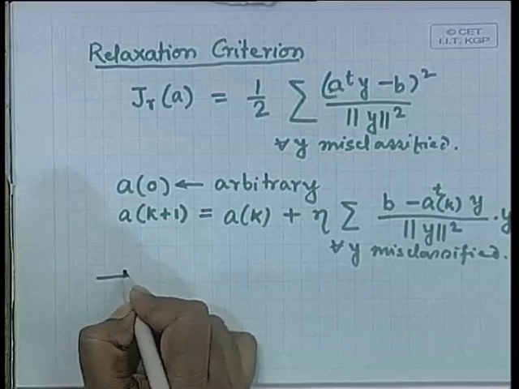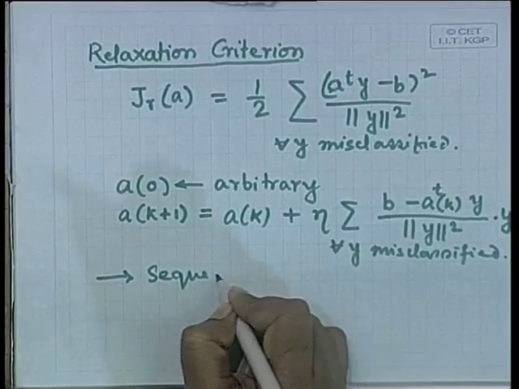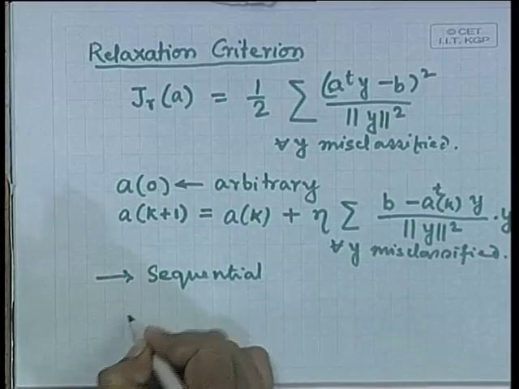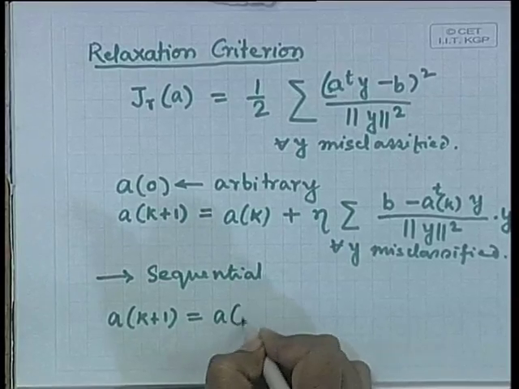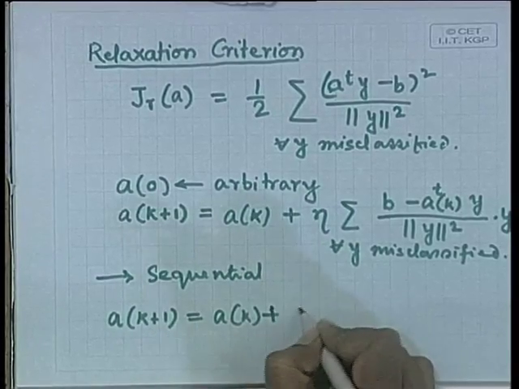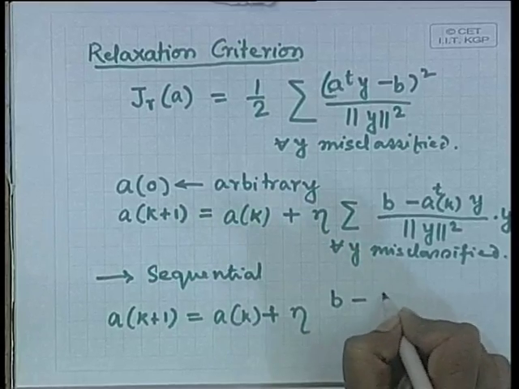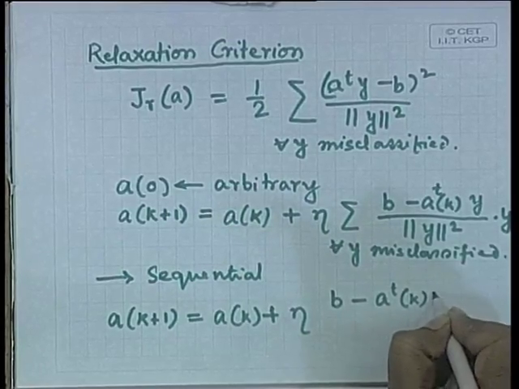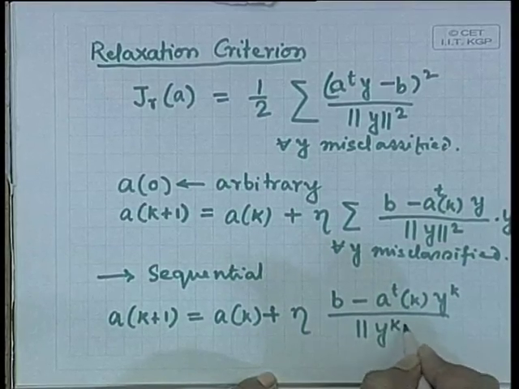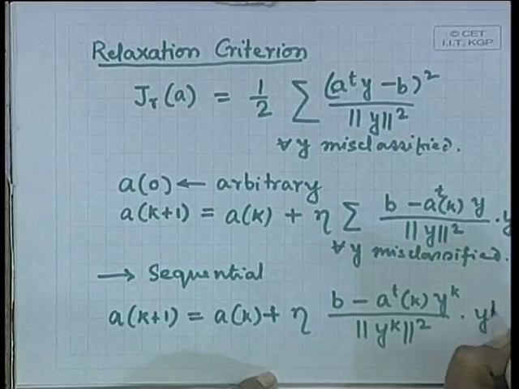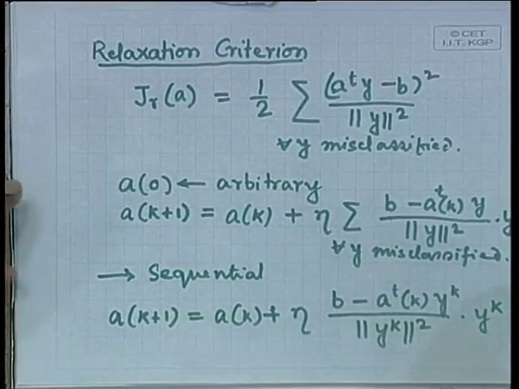And then we have seen that the corresponding sequential version, where the updation rule is modified as A k plus 1 is equal to A k plus eta times b minus A k transpose y k upon mod of y k square, into y k, where y k is the sample which is misclassified by the weight vector A k. Okay.